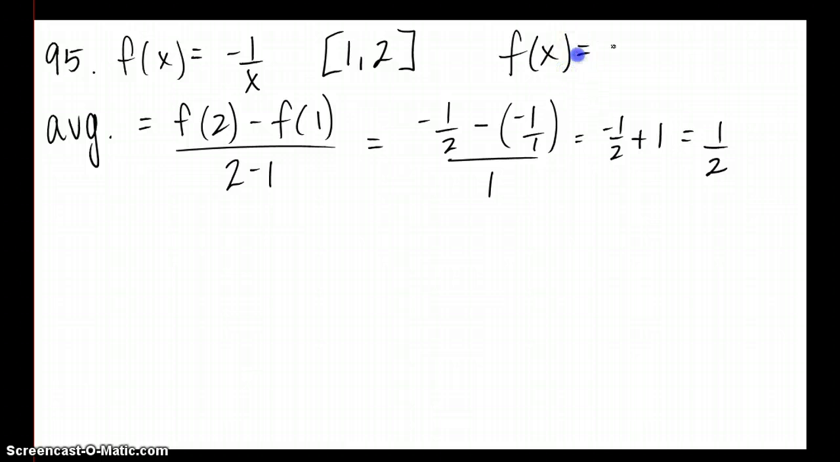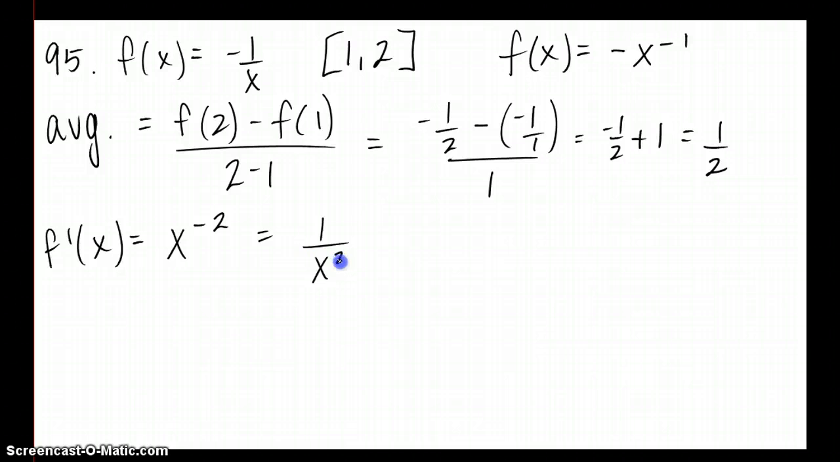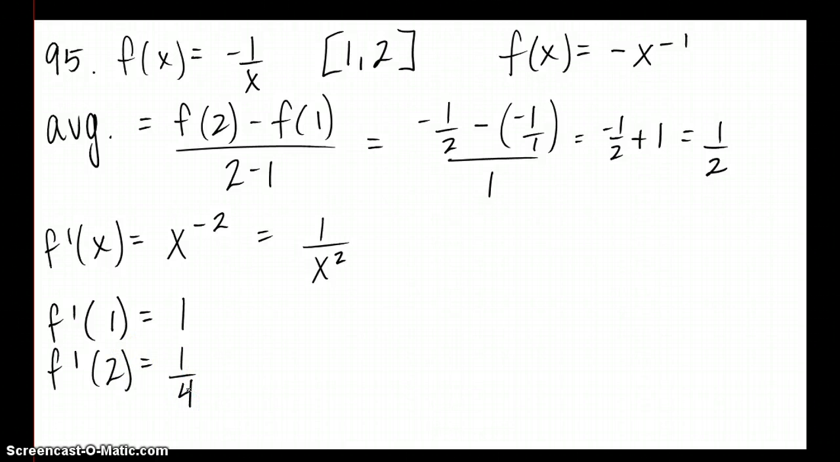In order to find the derivative, we first have to rewrite the function in the form x raised to some power. The derivative, negative 1 times negative 1 gives us a positive 1, x to the negative second power. So 1 over x squared. Now the value of the derivative at each endpoint. The derivative at 1 is 1, and the derivative at 2 is 1/4. So in this case, the average rate of change is a little bit bigger than the instantaneous rates of change at the endpoints.